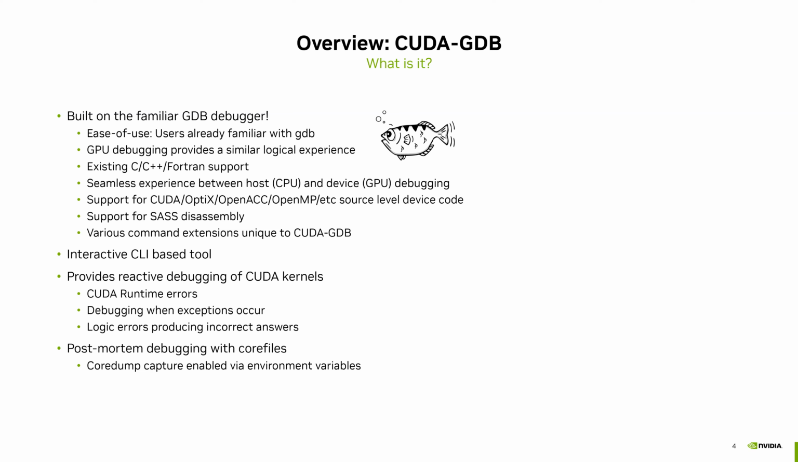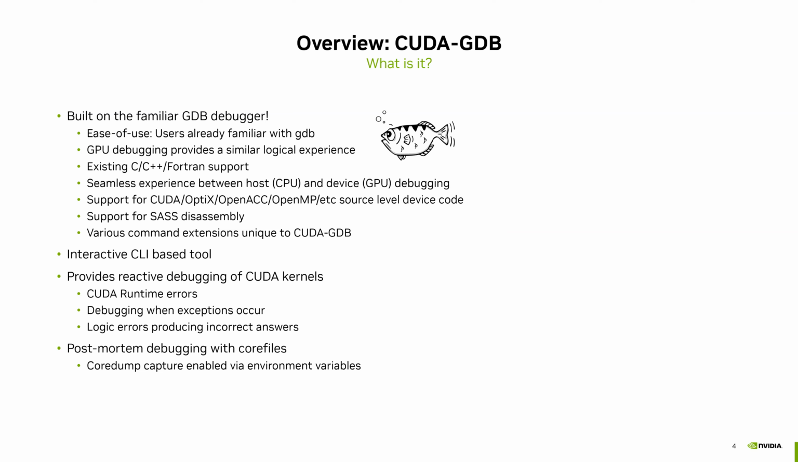And there's a seamless debugging experience between both the host or CPU and device or GPU debugging. So you can have a single tool and a single session where you can debug both the CPU part of your application and the GPU part of your application without switching tools. We have support for CUDA, OptiX, OpenACC, OpenMP, and any other middleware that's going to eventually compile code down to CUDA. There's support in CUDA-GDB for it. We support SASS disassembly, so if you want to do SASS debugging, you can do so. And there's various command extensions unique to CUDA-GDB that I'm going to talk about in this presentation.